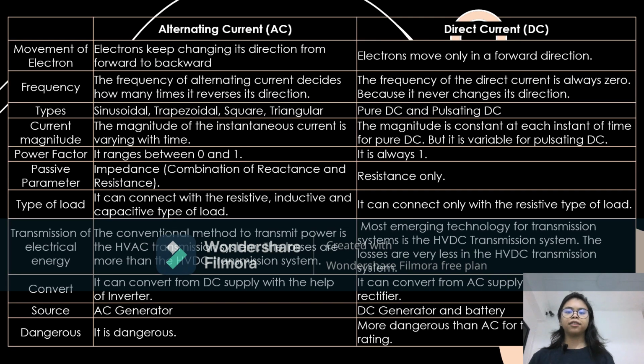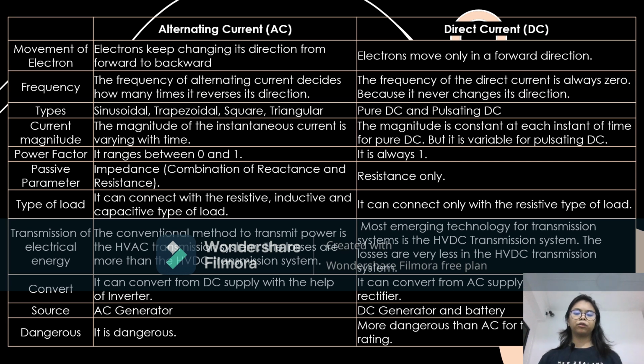The following are general differences of AC and DC. The power factor of an AC circuit ranges between 0 and 1, while for DC, it is always 1. The passive parameter for an AC is impedance, having a combination of reactance and resistance, while for DC, there is only resistance. For the type of load, AC can connect with resistive, inductive, and capacitive types of load, while for DC, we can only connect a resistive type of load.